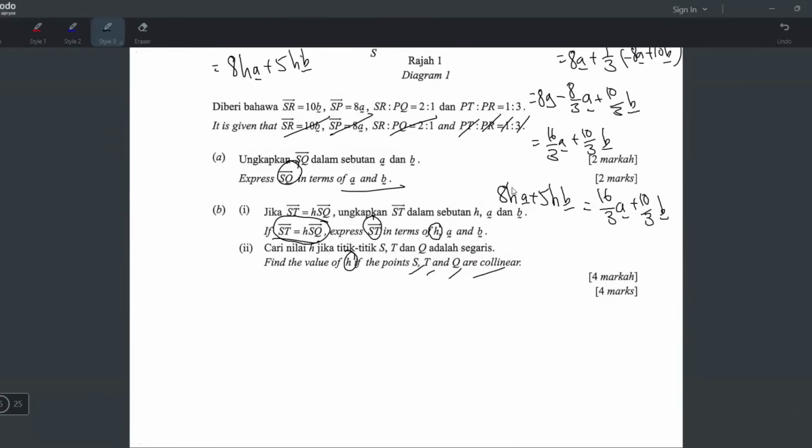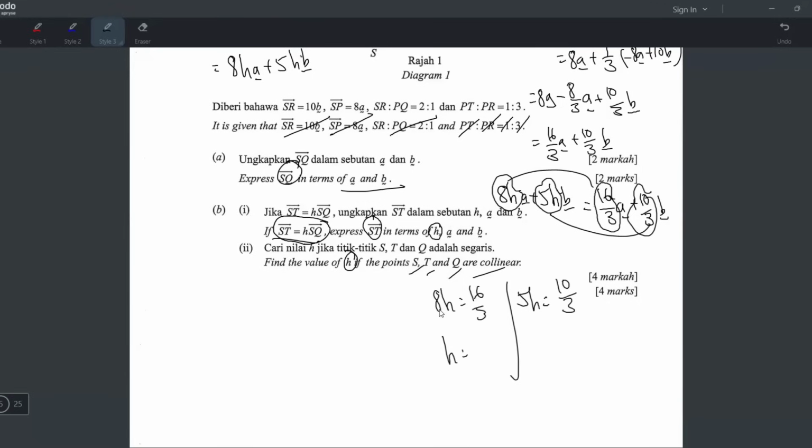What you do is you just compare. So other AB on the left side, other AB on the right side. So you just take out the number before A and the number before A, and then you connect them. So 8H equals to 16 over 3. And on the other hand, the number before B and the number before B equals like this. 5H equals 10 over 3. Okay, they're asking for H, so H is 16 over 3 divide 8. If you press calculator, you get 2 over 3. If you press this also, you get 2 over 3 also. Okay, so there's only one answer for H, which is 2 over 3.